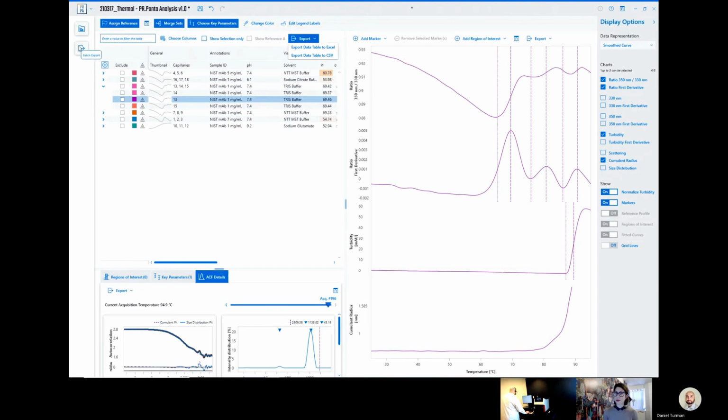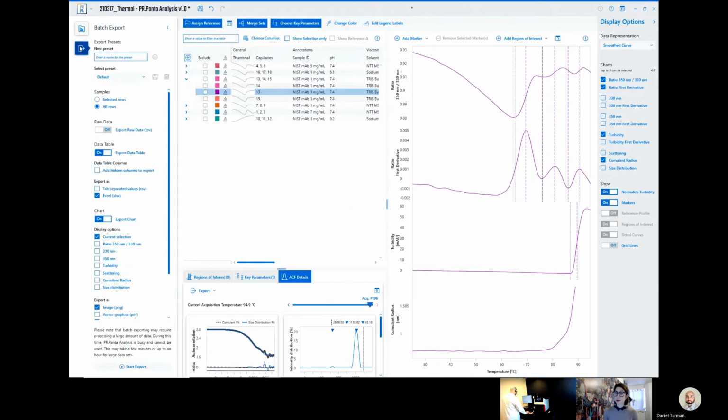But the most powerful is the batch export. So we can do selected rows. Here, I just want to export one so it doesn't take too much time. Let's look at all the raw data. Let's get the data table. Let's get it exported as an Excel sheet. And let's get the charts. We'll just look at the current selection of charts, but you can do any other charts.